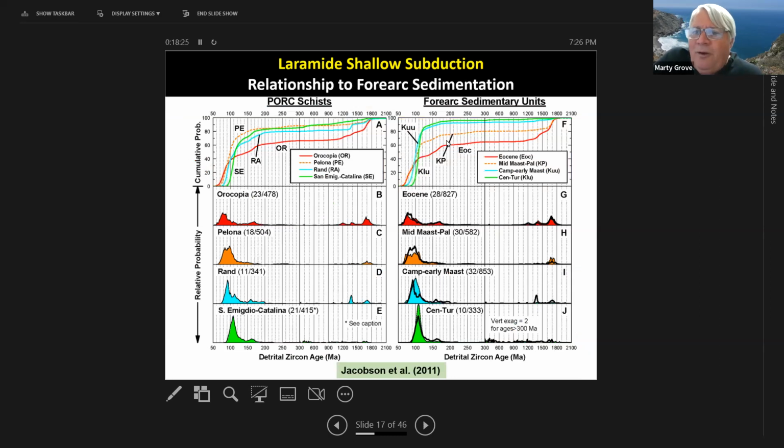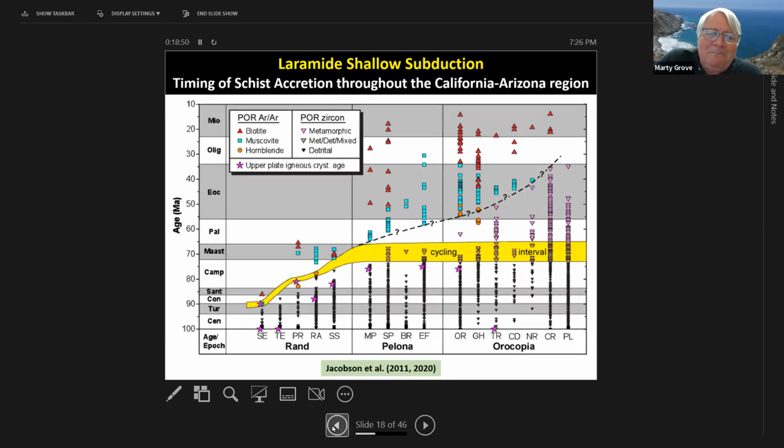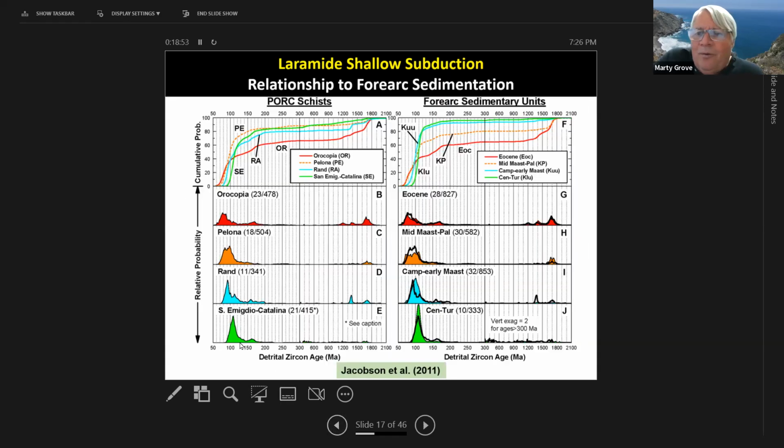I just want to briefly summarize some of the results. A lot of this took a long time to accumulate. This is summarized in this Jacobson et al. 2011 GSA Bulletin paper. And shown here on the left are detrital zircon uranium-lead age distributions from various schists. So the San Miguel are the northwestern most of these. They have an arc provenance. It looks pretty much like the provenance signature of the Sierra Nevada and Peninsula Ranges batholith.